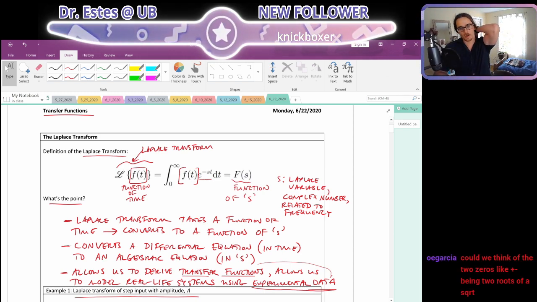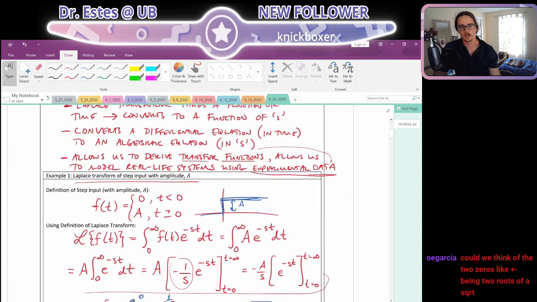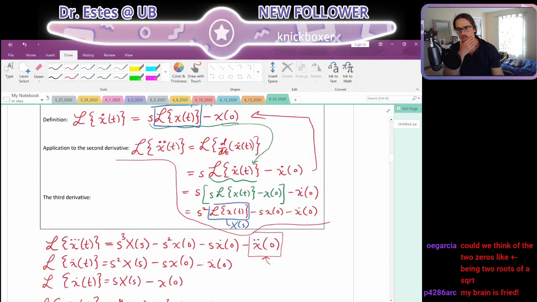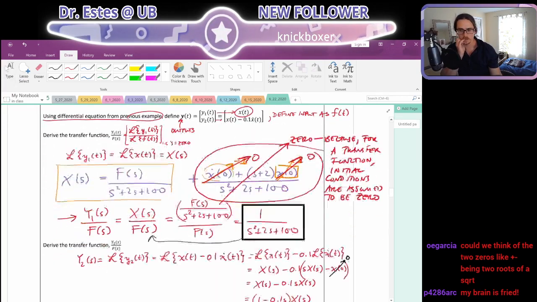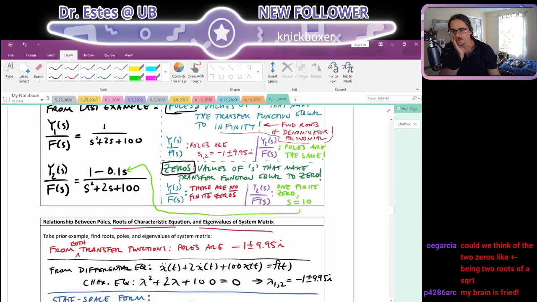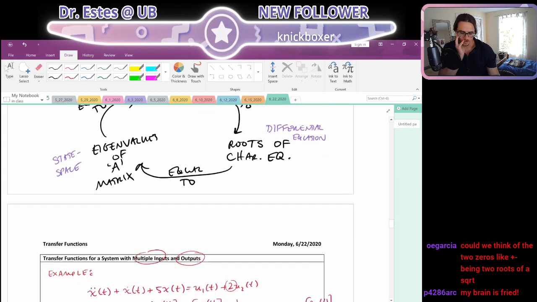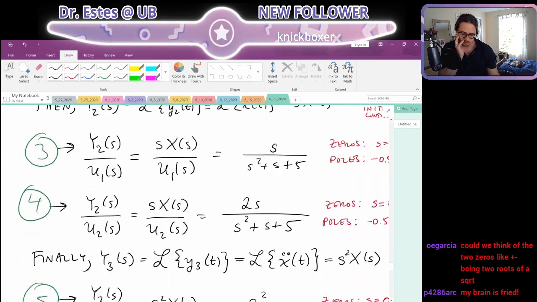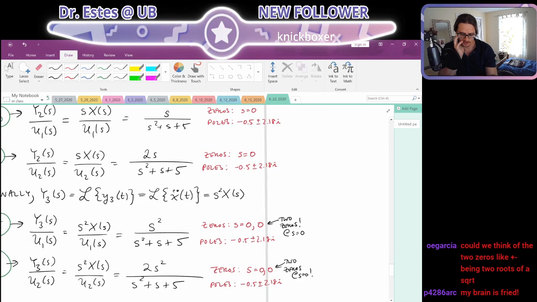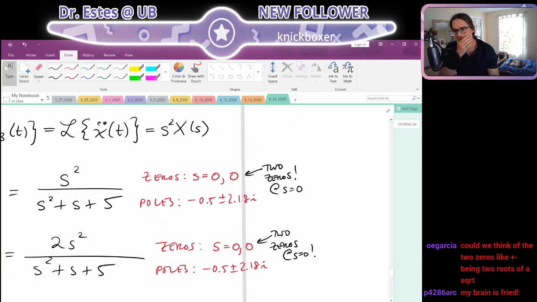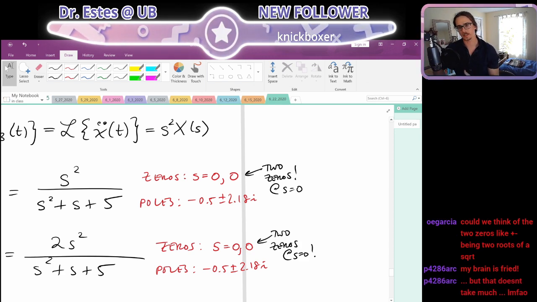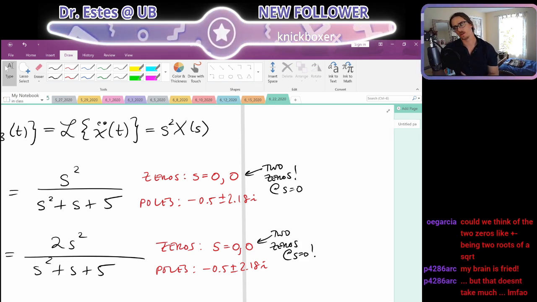I mentioned how, could we think of the 2 zeros like plus minus being 2 roots of a square root? Phil says my brain is fried. Okay, could we think of the 2 zeros like plus minus being 2? I'm hesitant to say yes on that because if there was like an s cubed on top, then it would just be 0, 0, 0. So I would think of it more like a repeated real root.